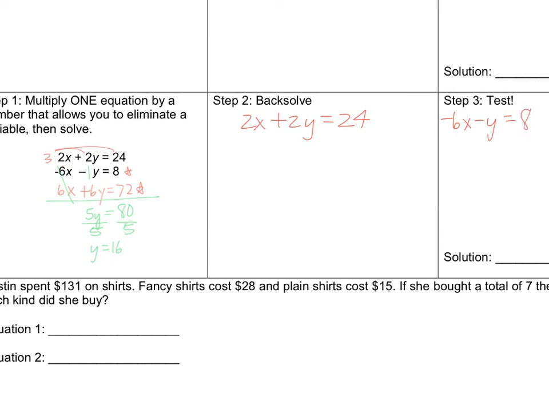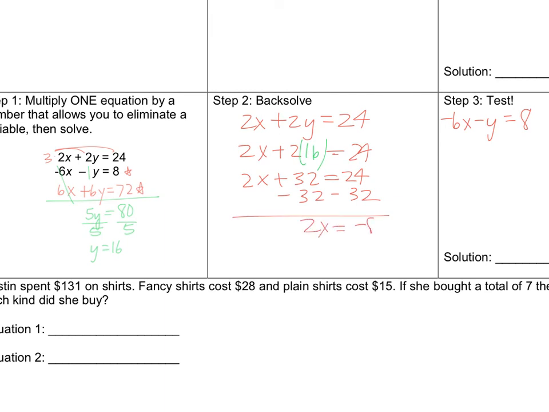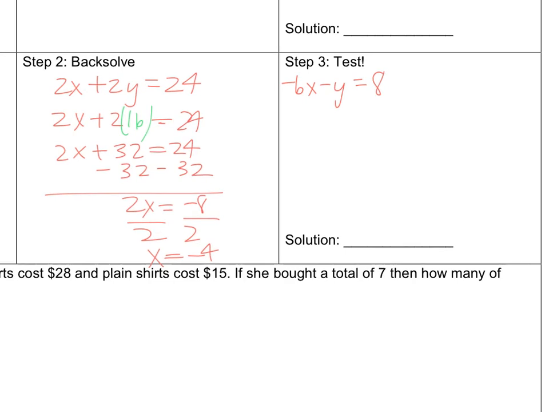And from here, we need to figure out what the x is. So 2x plus 2, I got my y to be 16, equals 24. Simplifying, 2x plus 32 equals 24. If I subtract 32 from both sides, 2x equals negative 8. Divide by 2, I get x equals negative 4. And so careful writing your solution as an x comma y. But if I do write it as an x comma y, I'm thinking that it's going to be negative 4 comma 16. And let's verify that by plugging it into the other equation for the test.